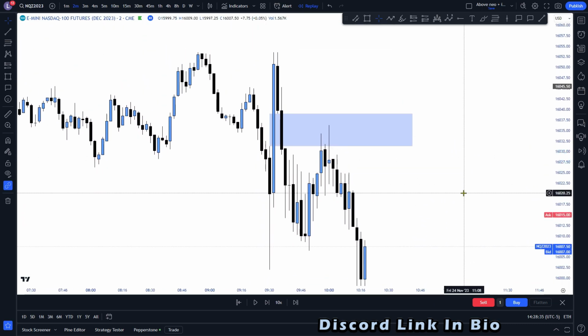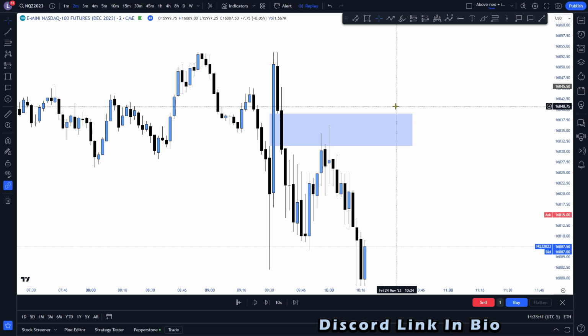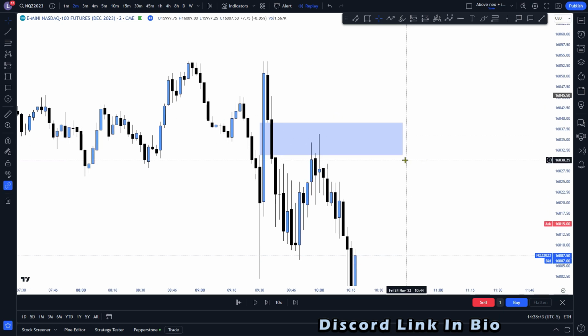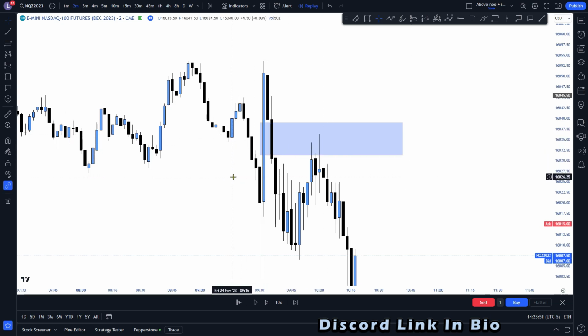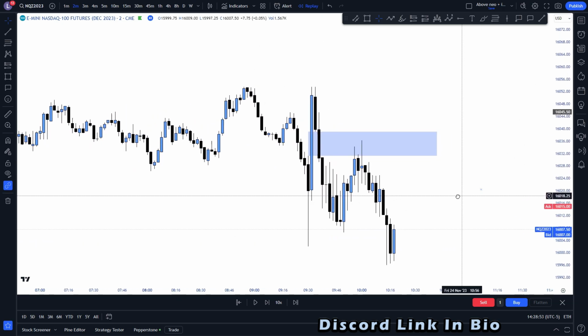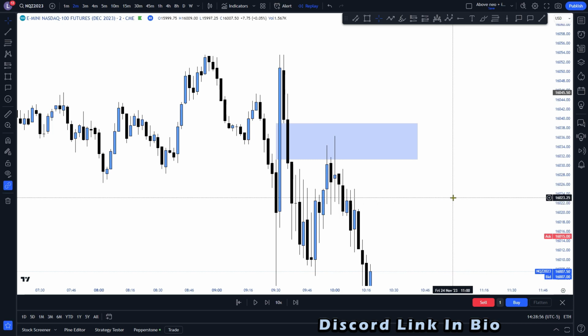So I would like to see price use this box as resistance and then carry on going to the downside, which it does perfectly. So when you are looking at the markets, there is going to be lots of different fair value gaps and inversion fair value gaps, but obviously you're not going to want to take all of them. The way that you find good inversion fair value gaps to use in the markets is going from the higher time frame down to the lower time frame.